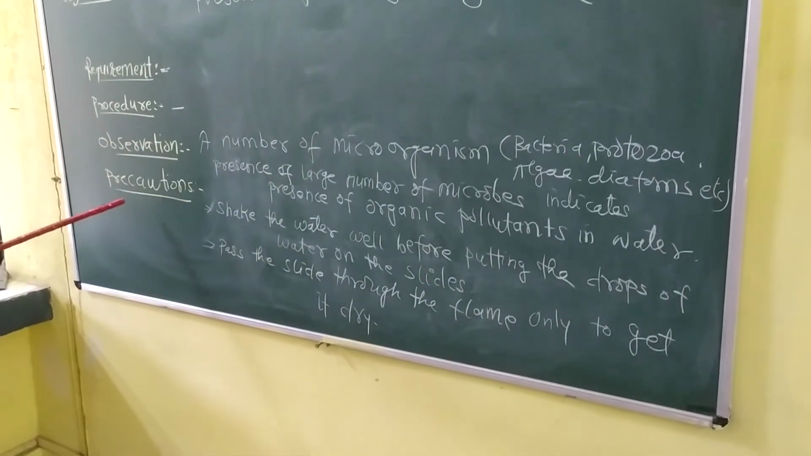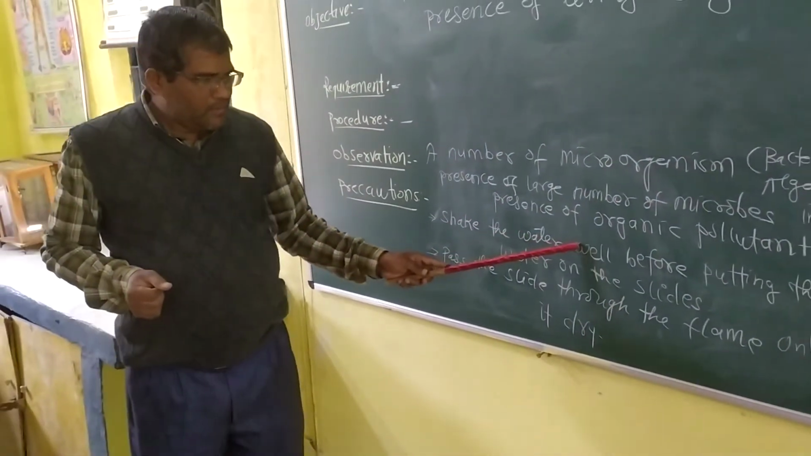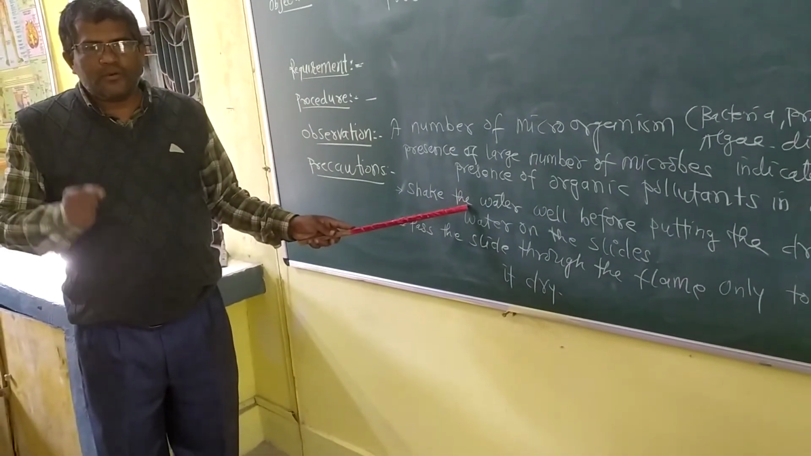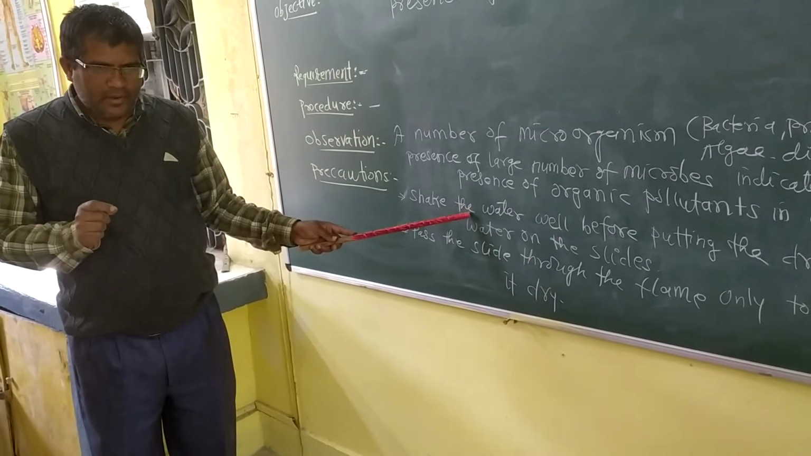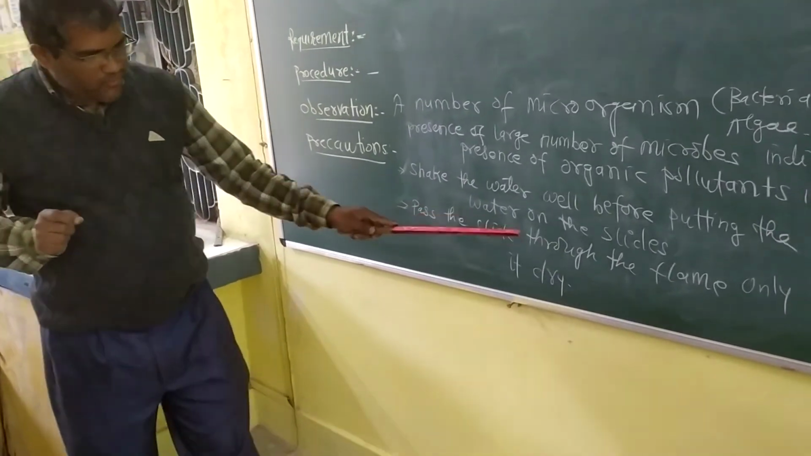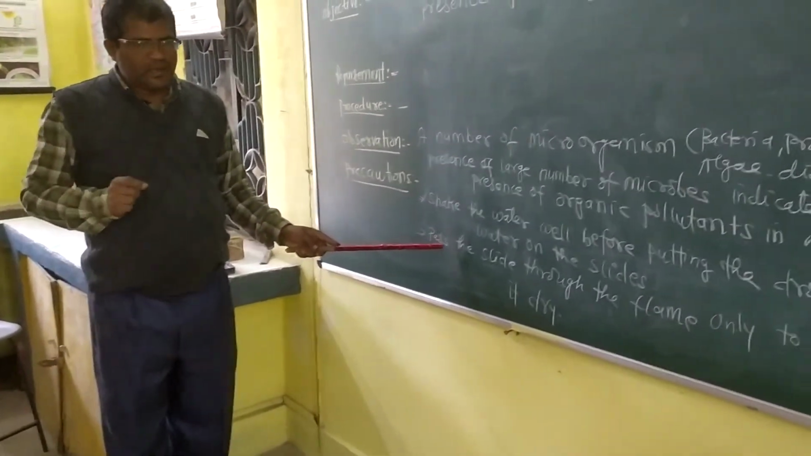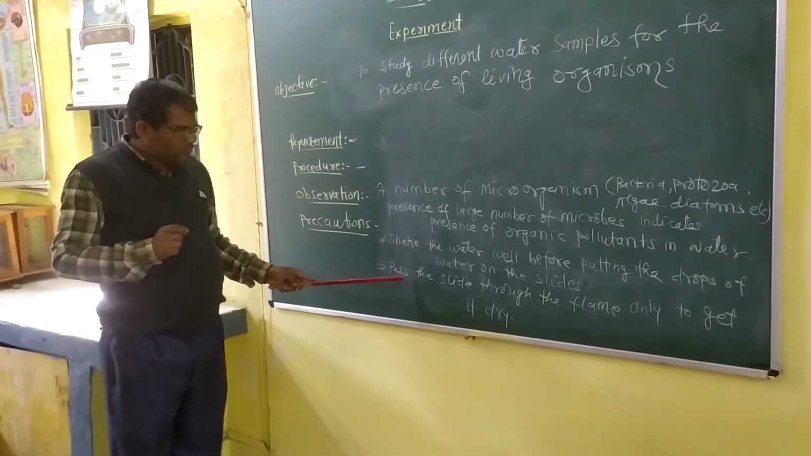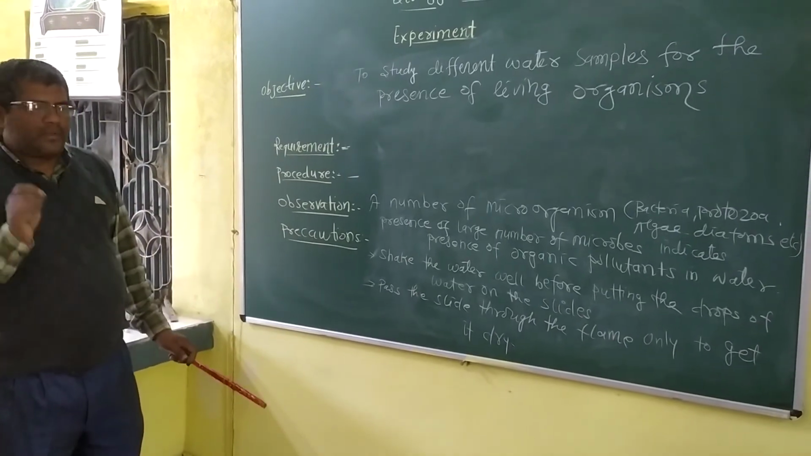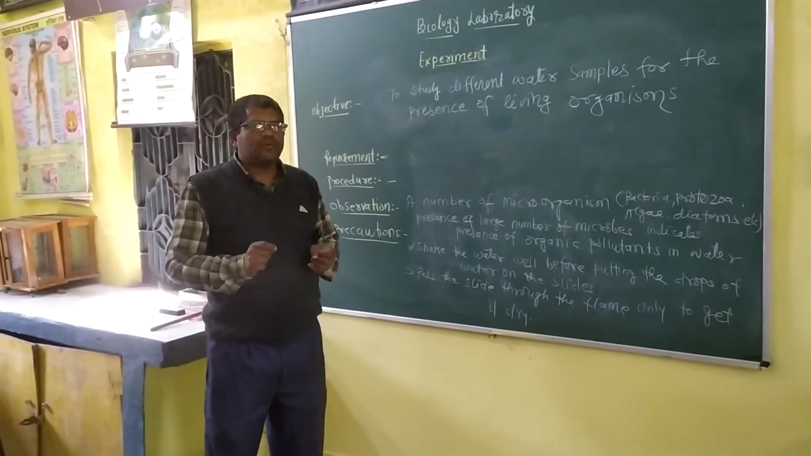Then after observation, we have the precautions. Shake the water well before putting the drops of water on the slide. So before taking the water sample, we have to shake properly, and then take the water sample. Pass the slide through the flame only to get it dry. So the water which we are taking along with microbes should dry properly and fix the microbes. A proper amount of methylene blue has to be used for the experiment.